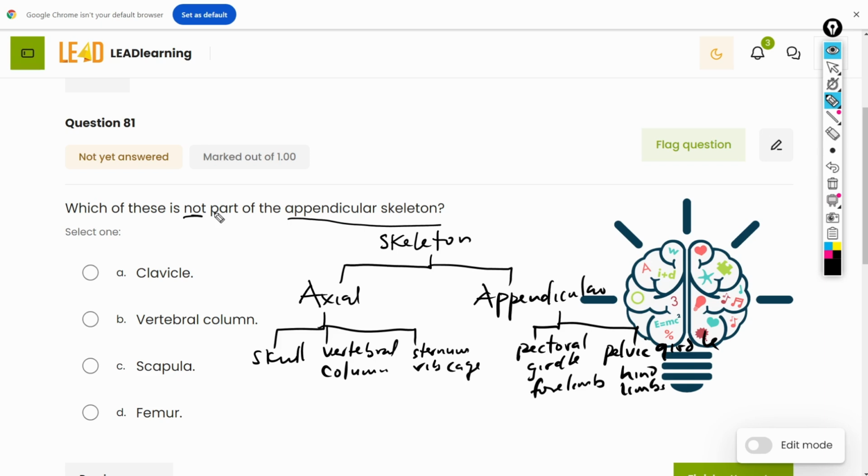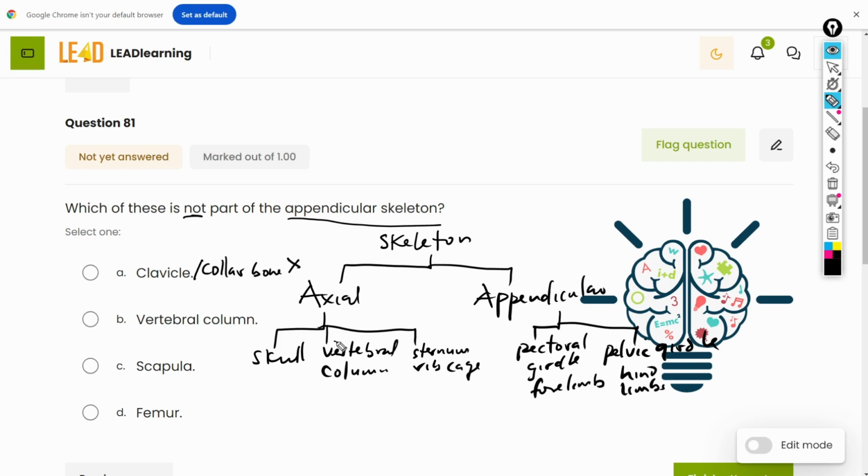Now, the clavicle is also called the collarbone. The clavicle or the collarbone is the bone that connects the shoulder blade. It's a connecting point between the shoulder blade and the sternum. So the clavicle is an appendicular skeleton bone. So this is not the vertebral column.